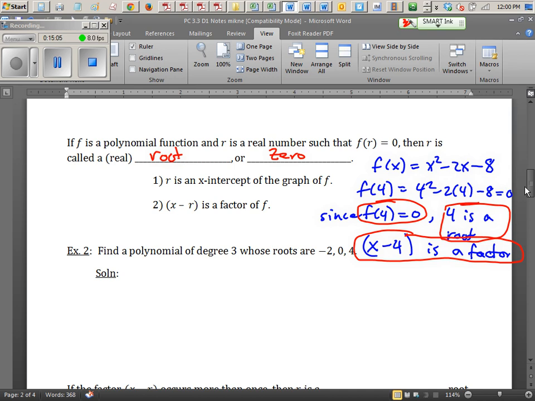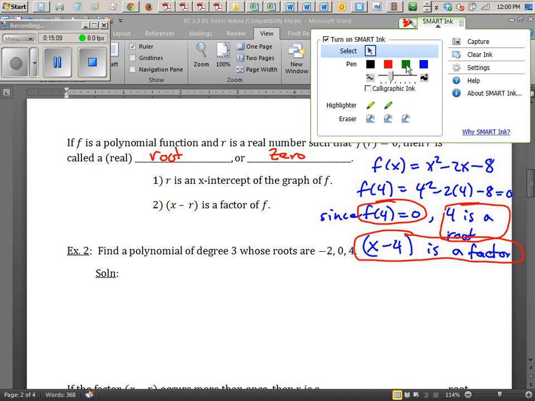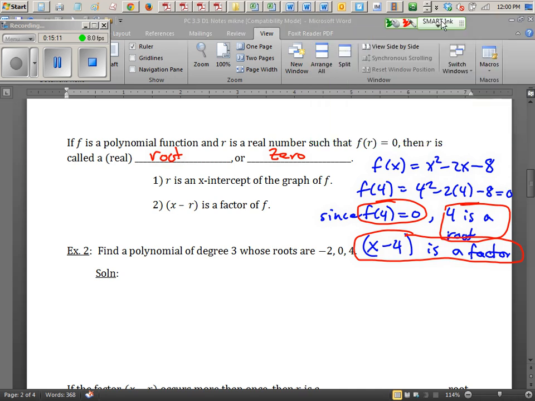And what's the other factor? Like if you factor this, what's the other factor? Yeah, this is x minus 4 times x plus 2, right? Yeah. So negative 2 is a root, and x plus 2 is a factor, and f of negative 2 equals 0, and you can make similar statements about negative 2 that you made for 4. So let's move on, though.